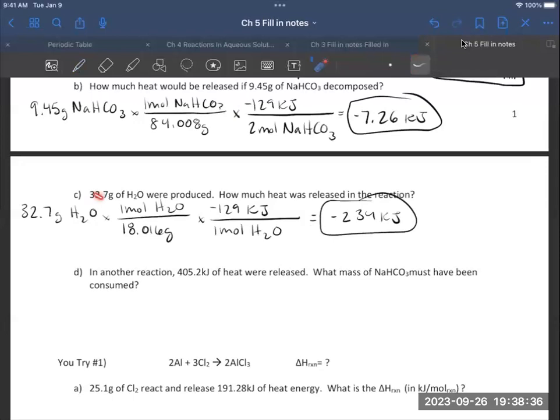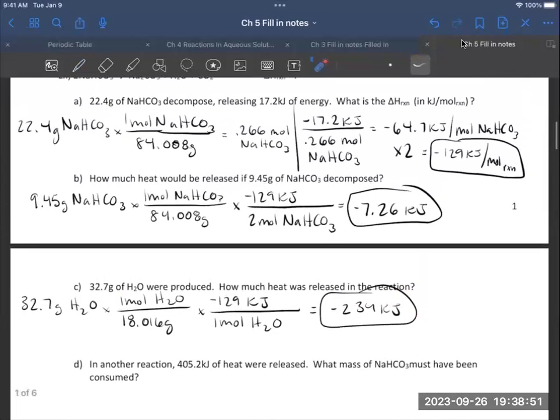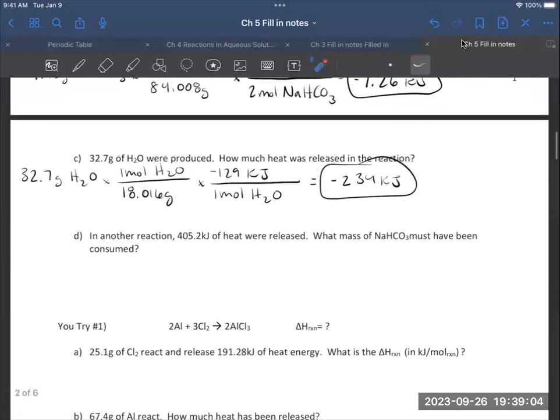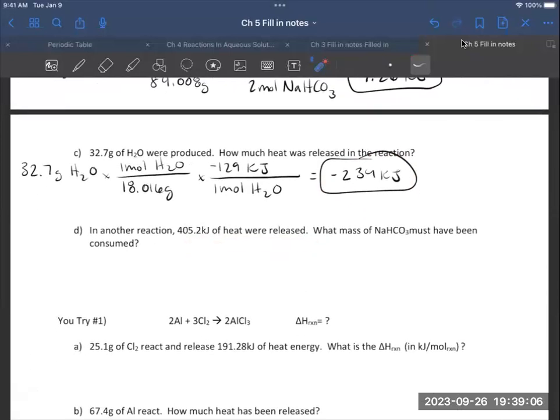So that tells us that if our reaction had produced this much water, then along with that water that was produced, we released 234 kilojoules of heat energy. The last type of example you might see: so far, we've seen 2 different examples. We first looked at how to calculate the delta H of reaction, and then we looked at specific grams of either reactant or product. And now we're taking a look at a certain amount of heat. So let's say we released this much heat. What mass of our reactant must have been consumed?